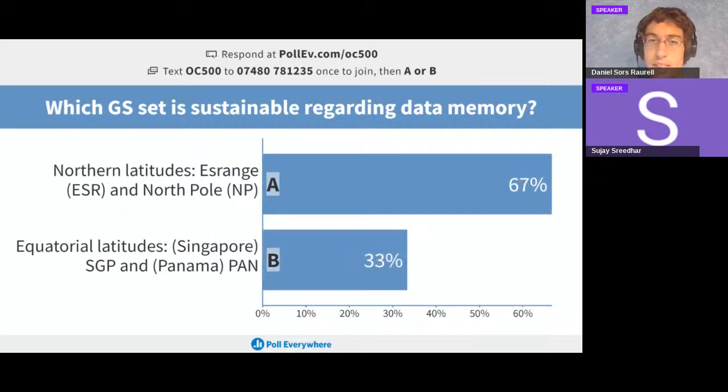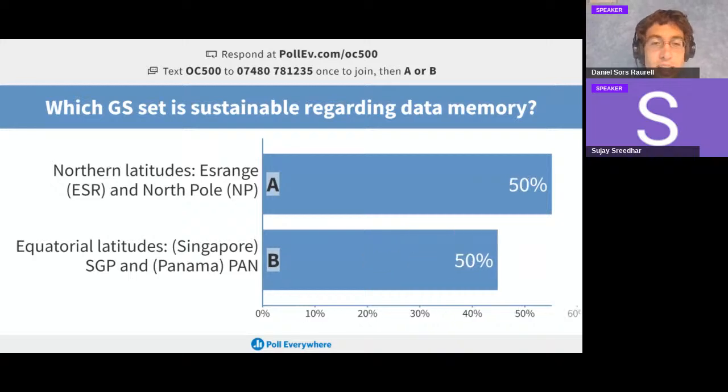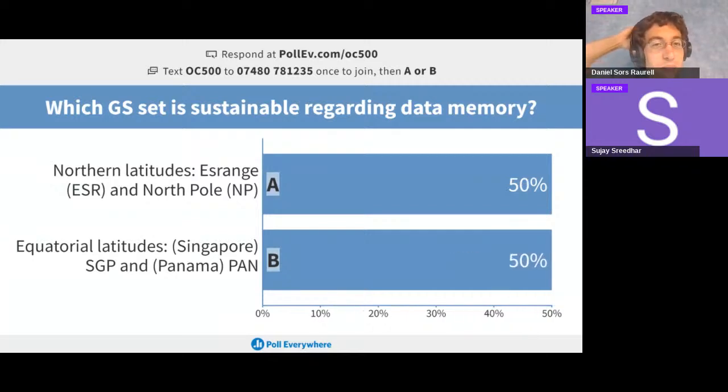Okay, I see some answers that say the equator, some others, now it's a bit tight. So it's tight here. I'm going to give a few more seconds for you to answer. Now it's 50-50. The equator has been winning for a while. Okay, there is no winner. Okay, now we have a winner. It's the equator latitudes.